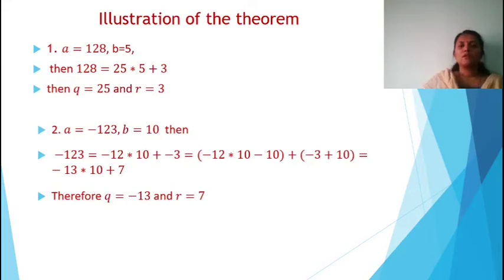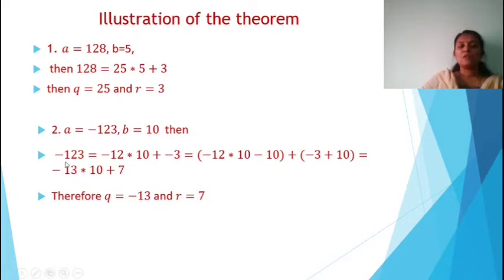Now we are illustrating the theorem. If a is equal to 128 and b is equal to 5, we have to find q and r. Then 128 is equal to 25 into 5 plus 3. So q is equal to 25 and r is equal to 3, which is greater than 0. Here, a is equal to minus 123 and b is equal to 10. So we have to get r as positive.